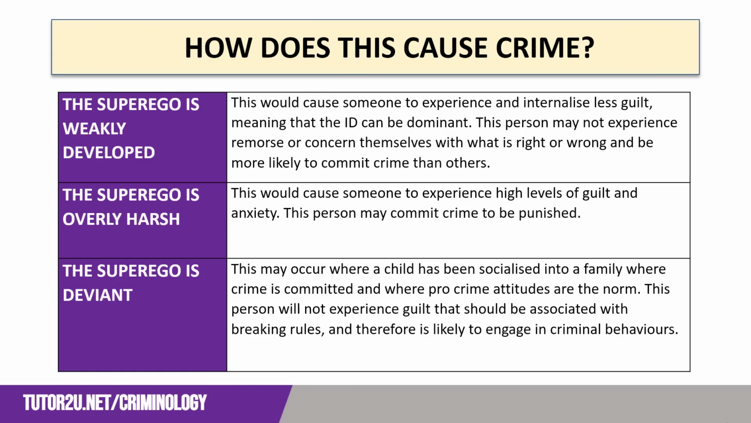Finally, a deviant superego, one that has been socialized into deviant norms and values, will have less fear of committing crime, and so be more likely to satisfy the needs of the id without feeling guilty for their actions. This concept of being socialized into deviant norms and values has also been expanded on by sociologists such as right realists.